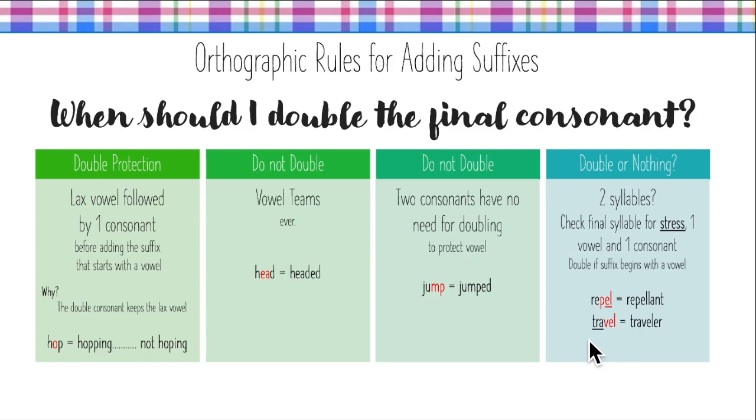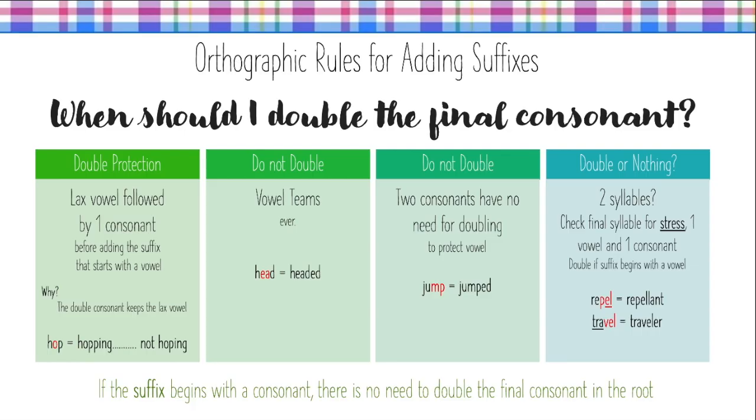But if you have, check final syllable for stress, one vowel, one consonant, double if the suffix begins with a vowel. So your doubling rule really comes into play if your suffix begins with a vowel and you have your stress in the right place or not. So, little helpful hint there. This one is not as common, so older grades need a little help with this one, but the other ones, pretty straightforward, even in younger grades.